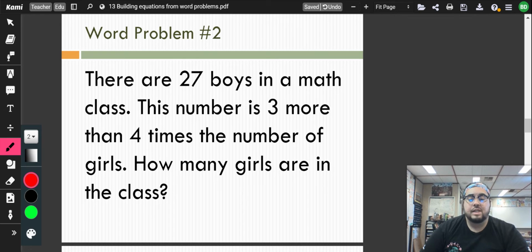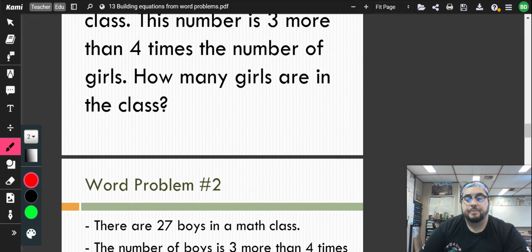There are 27 boys in the math class. This number is 3 more than 4 times the number of girls. How many girls are in the class? So I've read through it once. Now I'm going to separate it based on sentences.